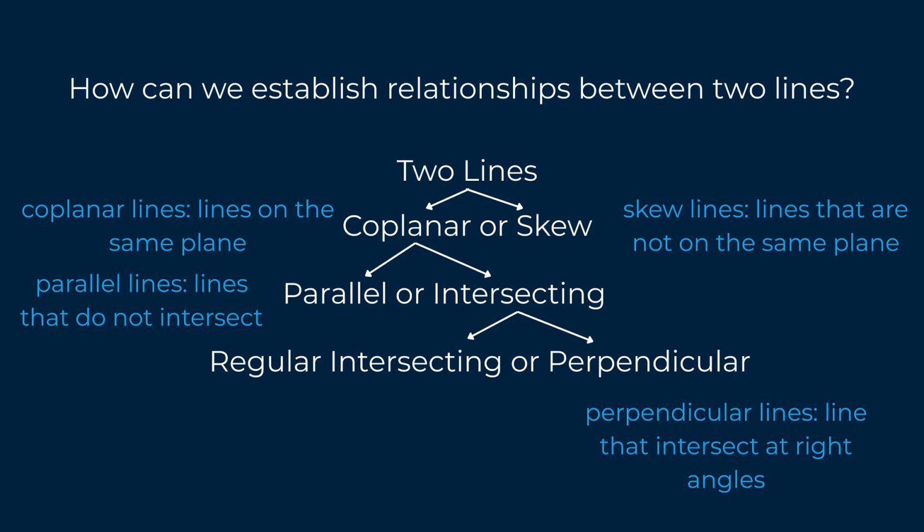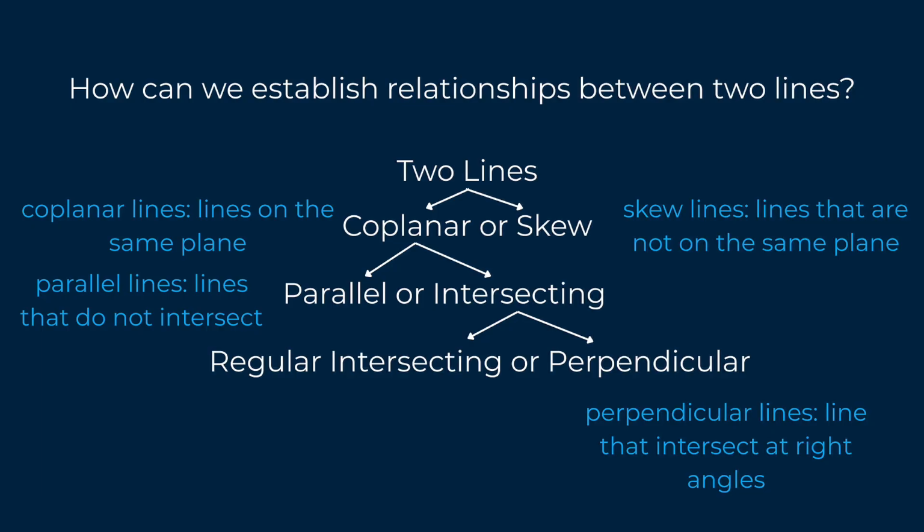We can divide them into two categories: coplanar and skew. Coplanar lines are lines that are on the same plane, while skew lines are lines that are not on the same plane. For example, if you had a paper and drew two lines, just any random lines at any angle, those would be coplanar lines. But if you drew them on two different papers, they would be skew lines.